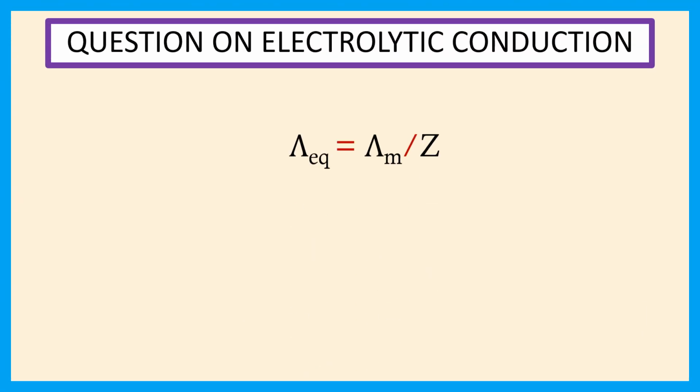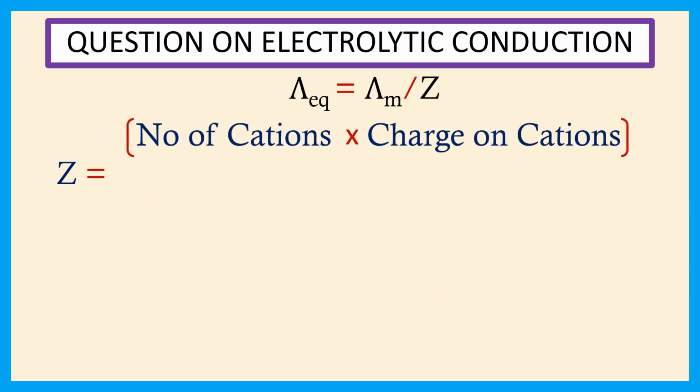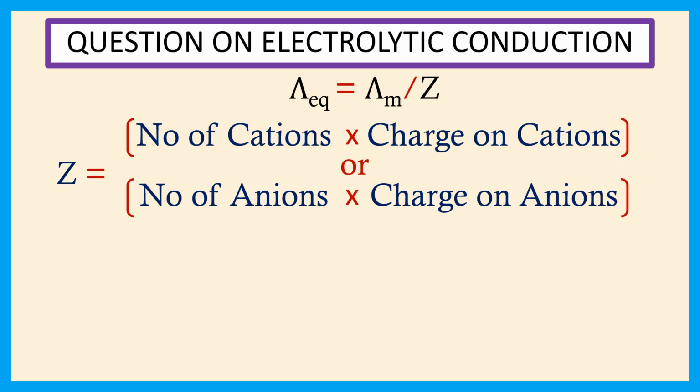We know that equivalent conductance is equal to molar conductance by Z, where Z is number of cations into charge on cations or number of anions into charge on anions.